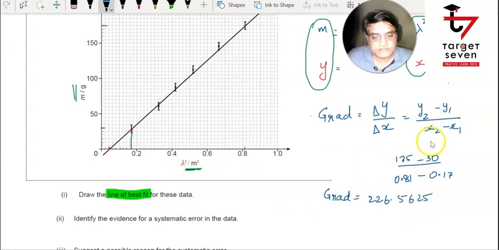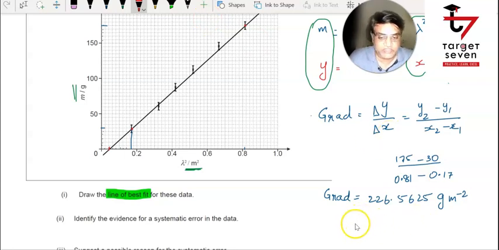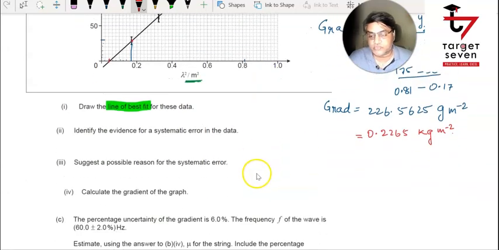Here in this case, delta Y is being represented with a change in mass, therefore grams, and delta X is being represented with lambda square, so gram per meter square. Again, we need to understand, whenever you are reporting the final value, try to always express it in the SI unit system. In accordance with the SI unit system, this will therefore be 0.2265 kg per meter square. So that will be the answer for which question here? Calculate the gradient of the graph.